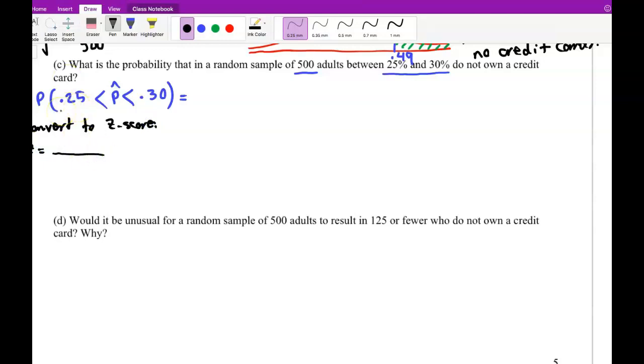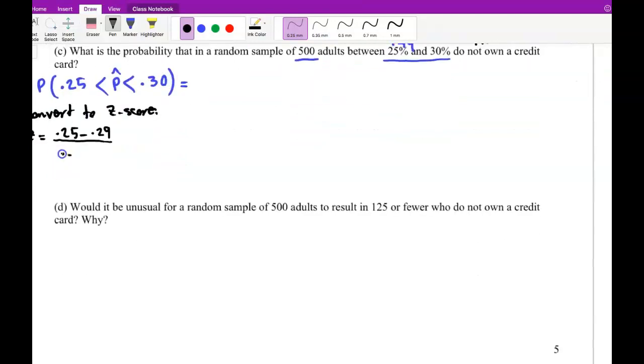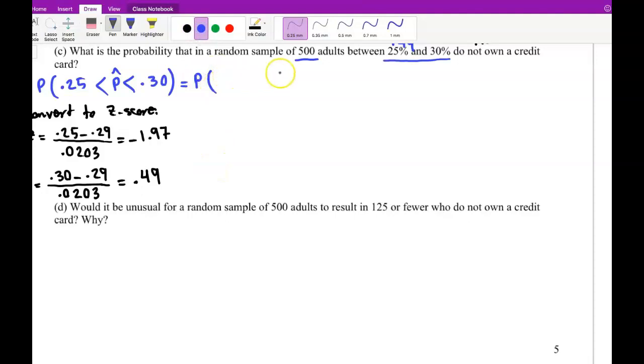First, for 25%, p hat minus p is 0.25 minus 0.29, from the previous part, where 0.29 was given, divided by the standard deviation from the previous part, which is 0.0203. So that is equal to negative 1.97. Now for the right side, z is equal to p hat, 30%, minus p, divided by the standard deviation. That is 0.49. So here find the probability when z is between negative 1.97 and 0.49.